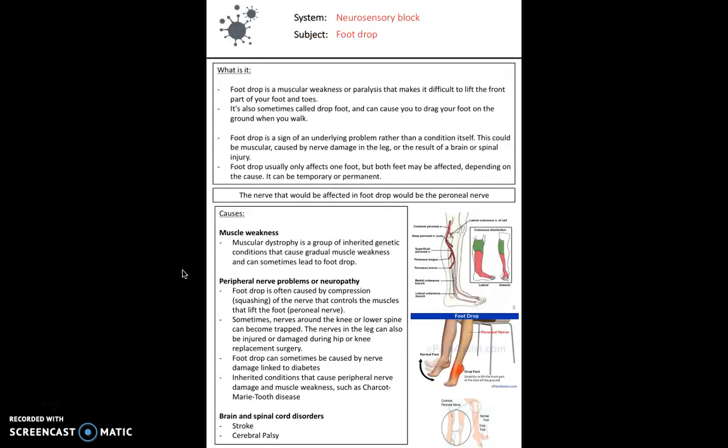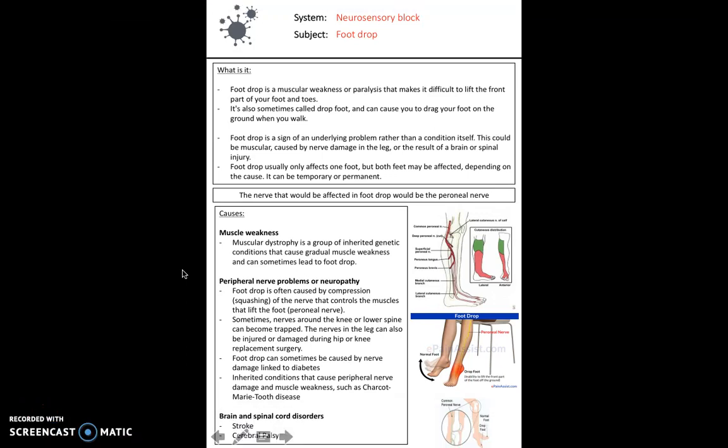So foot drop is a weakening of the muscle that allows for flexing of the ankle and toes. The nerve that is involved here is the peroneal nerve. A characteristic sign of a patient with foot drop is that they drag their foot whilst they walk. Okay, so it's a muscular weakness or paralysis. It's also sometimes called drop foot. It's a sign of an underlying problem rather than a condition in itself.